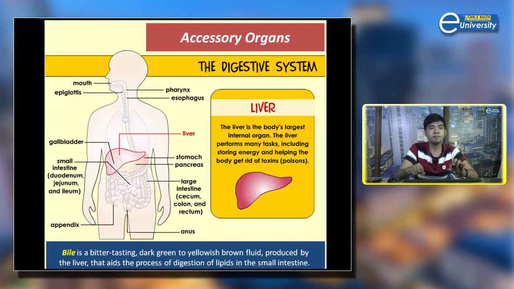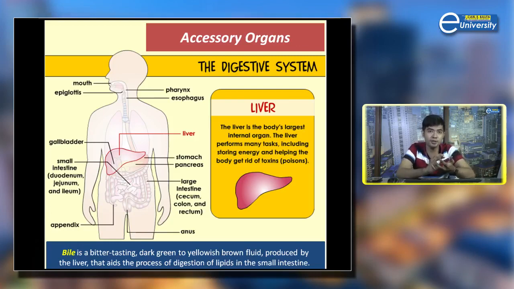So bile is secreted by the liver. Bile is a bitter tasting, dark green to yellowish brown fluid produced by the liver, and it aids in digestion of lipids in the small intestine. As the liver produces this substance called bile, it will be stored in the gallbladder.